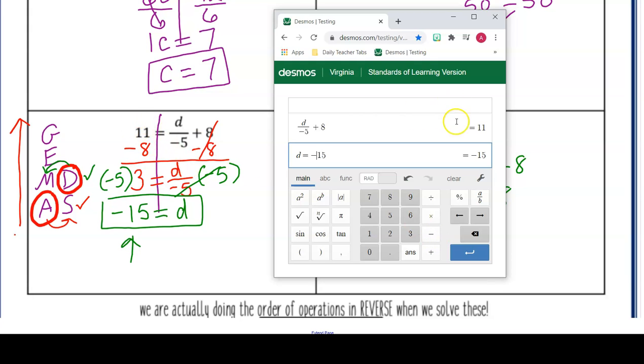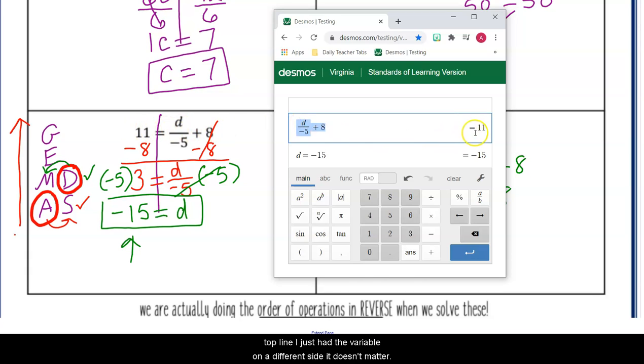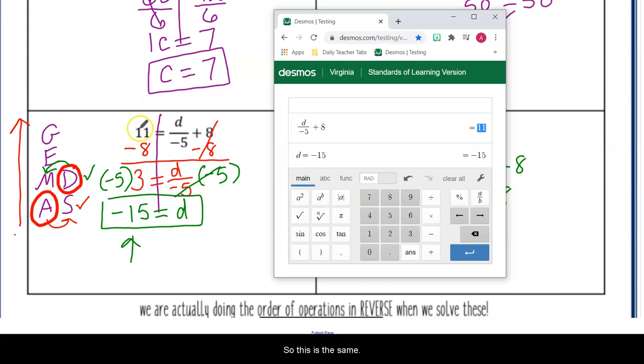And I do. So I have, look here, I have the same thing that I have on the top line. I just have the variable on a different side. It doesn't matter. So this is the same. I put in d equals negative 15. I got 11. So it checks.